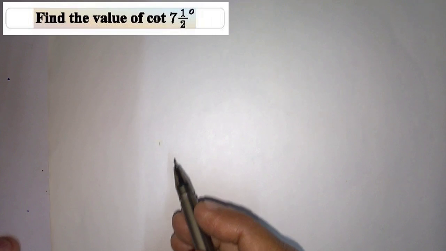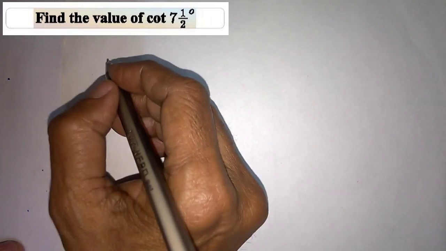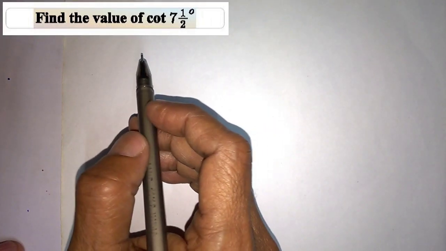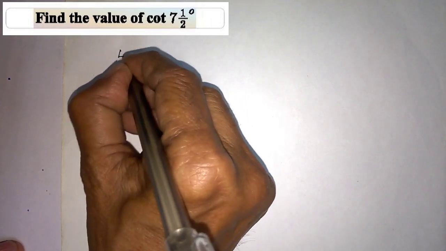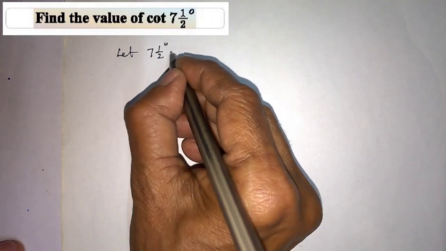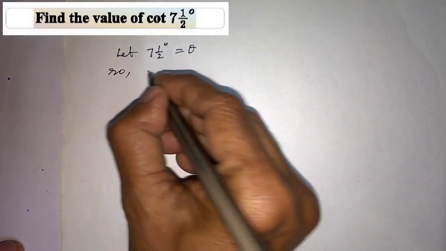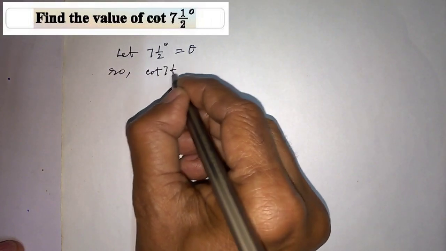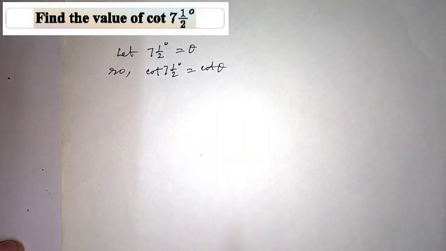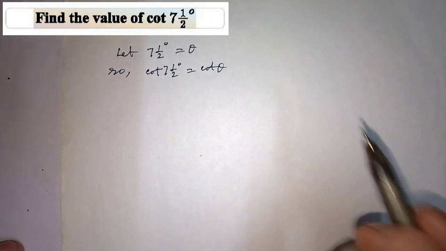Next, let's try to solve this question. Find the value of cot 7.5 degree. Let 7.5 degree be equal to theta. So cot 7.5 degree is equal to cot theta. That is, we have to find the value of cot theta.